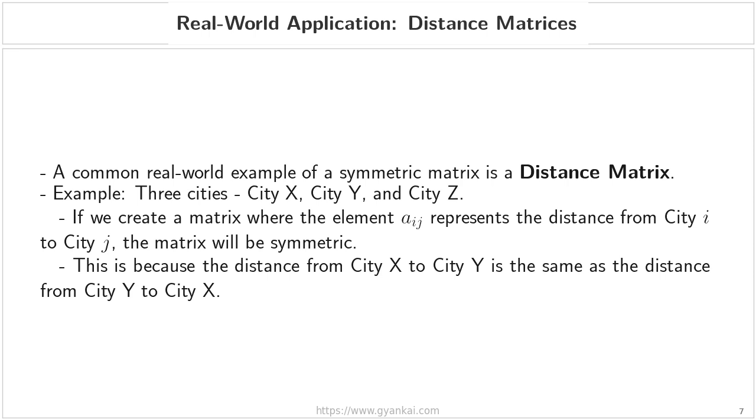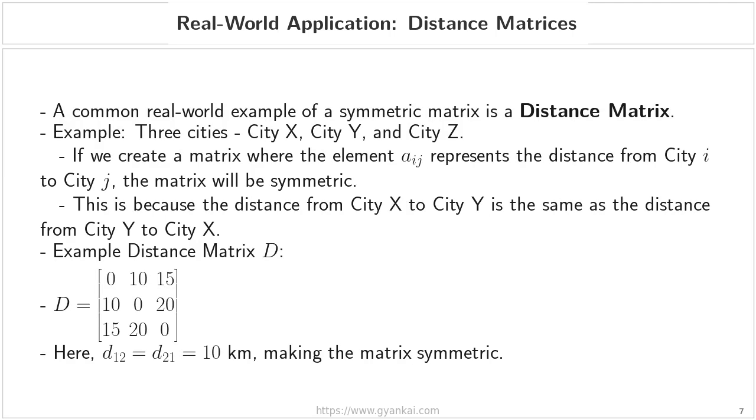City X, City Y, and City Z. If we construct a matrix where each element, which we can refer to as a sub-ij, represents the distance from city i to city j, the resulting matrix will always be symmetric. The reason for this is quite intuitive. The distance from city X to city Y is exactly the same as the distance from city Y back to city X. This inherent reciprocity is what creates the symmetry.